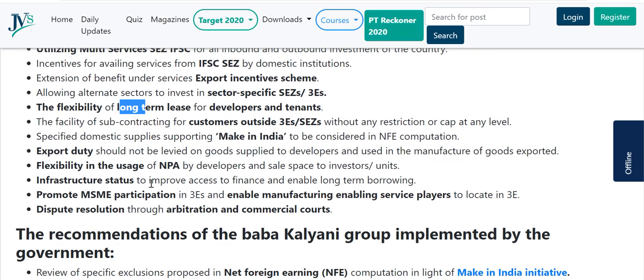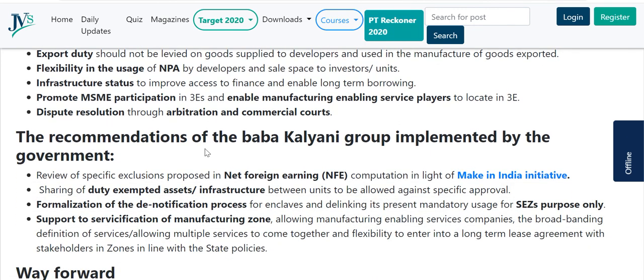Infrastructure status, so that there is improved access to finance and long-term borrowing. If a particular thing is given the infrastructure status, then it has greater access to long-term finance. And MSME should be encouraged to participate, and there should be arbitration in commercial courts so that the dispute resolution is easy. And we have the New Delhi International Arbitration Center bill, which has received the cabinet approval.